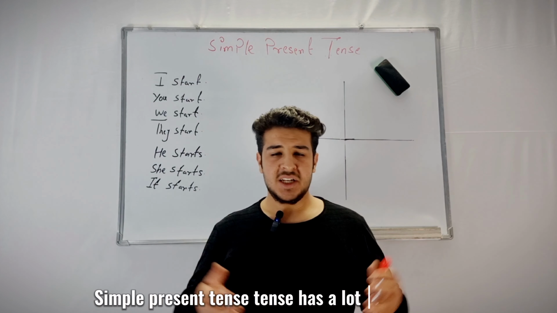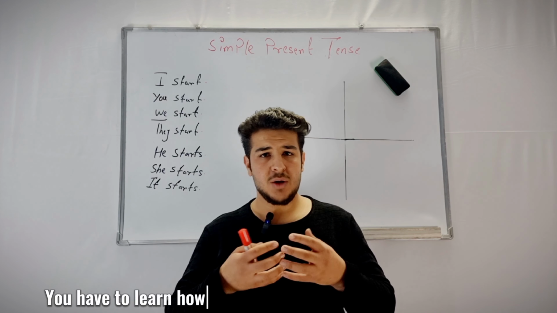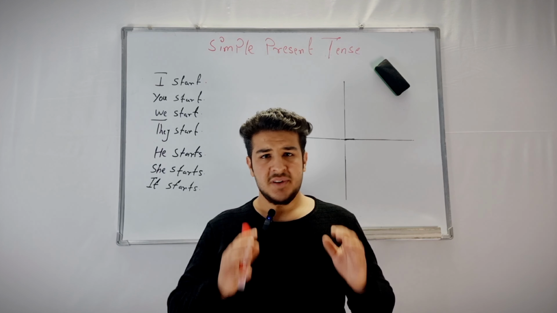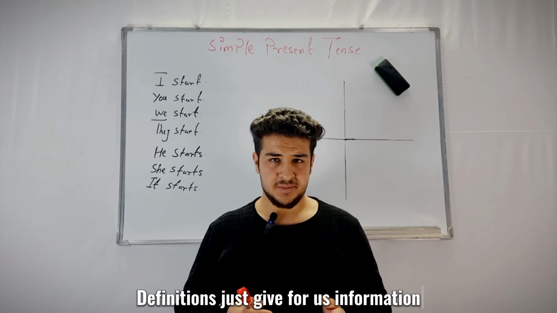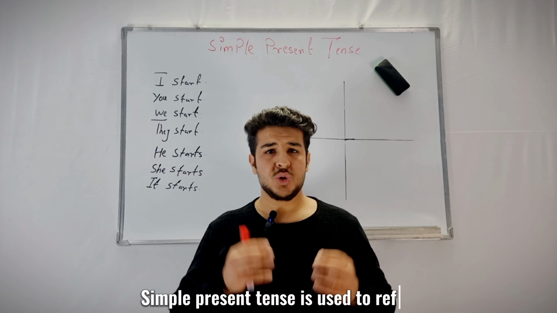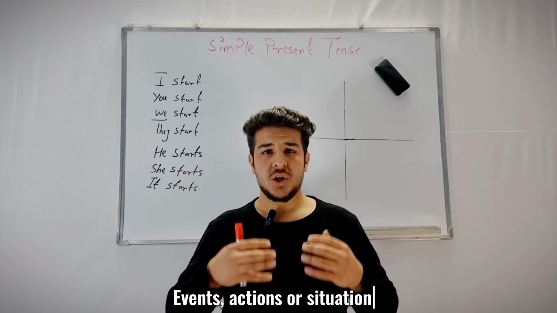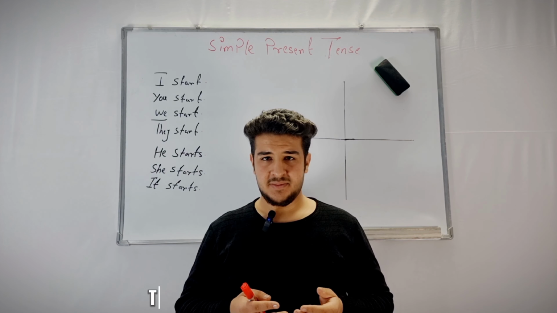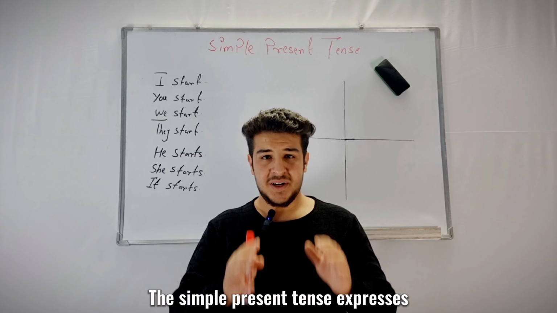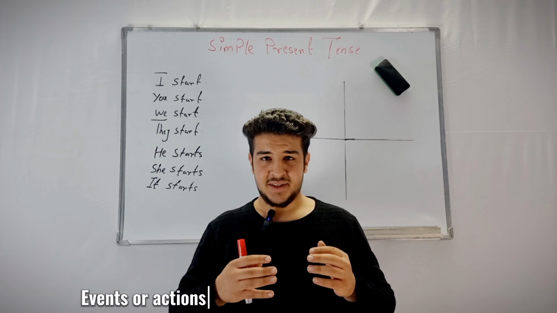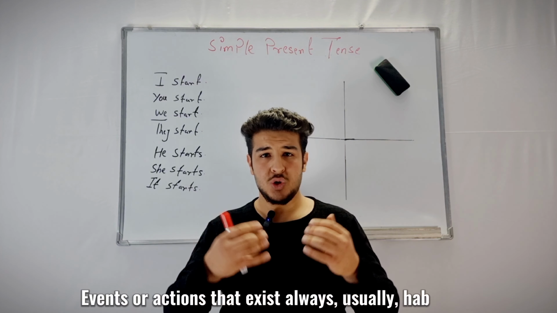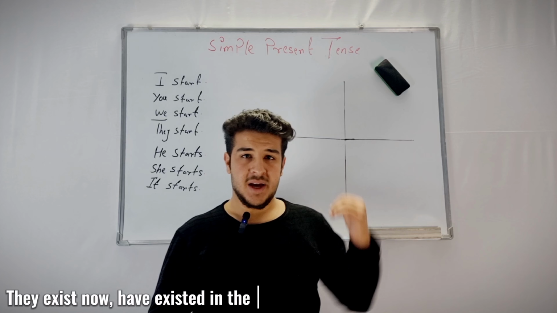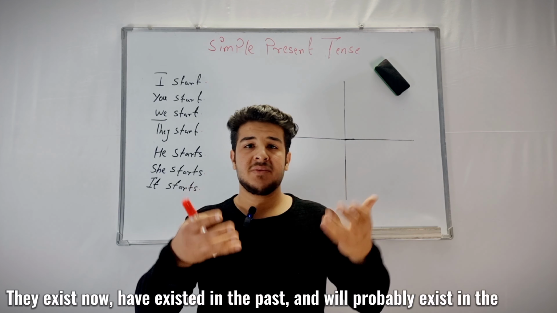Simple present tense has a lot of definitions. You have to learn how to use the simple present tense correctly. It's not important that you memorize the definitions. Definitions just give us information. Simple present tense is used to refer to events, actions, or situations that are happening all the time or exist now. The simple present tense expresses events or actions that exist always, usually, habitually. They exist now, have existed in the past, and will probably exist in the future.